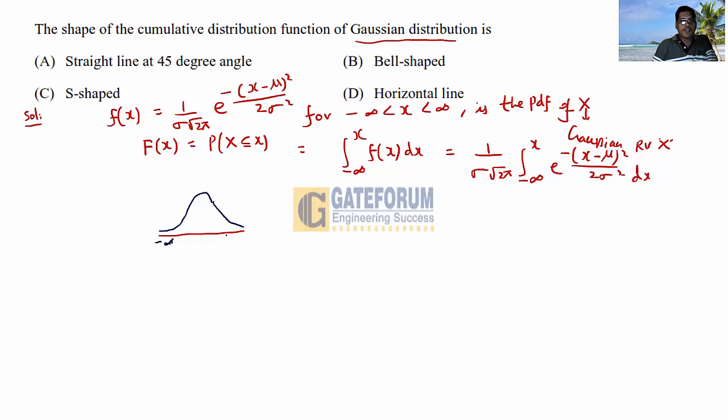So this is minus infinity to infinity, symmetrical about x is equal to mu. This is a bell-shaped curve, f of x. So bell shaped. Accordingly, the option is B. This is the end of the question.